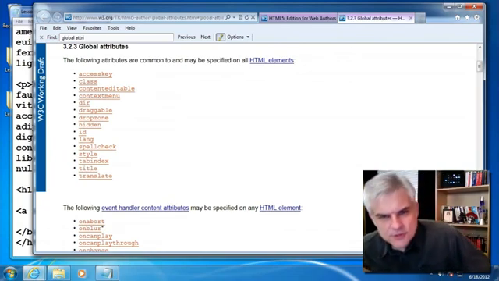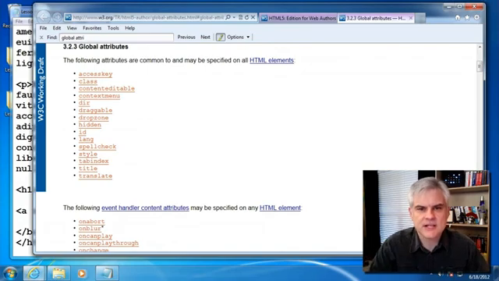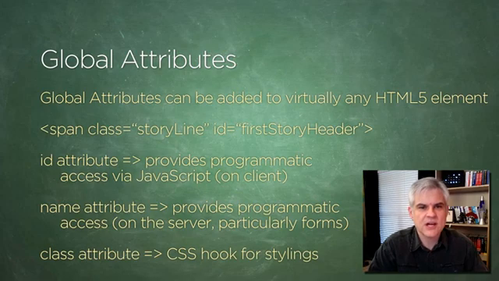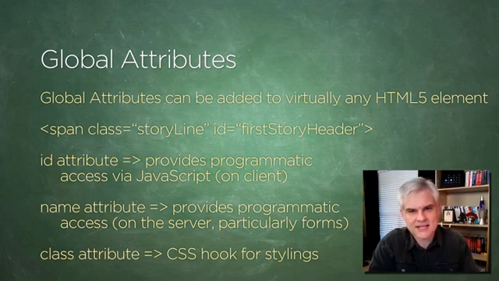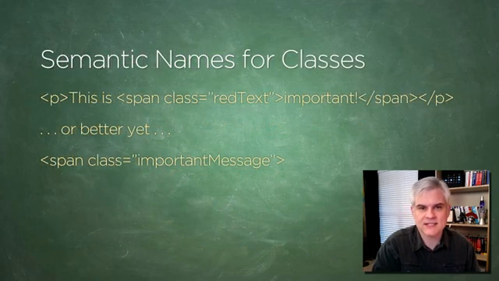The class attribute, as you can see, is one of the global attributes that are available. It is a classification of a given element. You can invent as many class values as you wish, and they're typically used by cascading style sheets as a hook for styling the elements on your web pages. Other software could utilize the class attribute for other purposes. But it's a good idea to keep class names semantically correct as well.